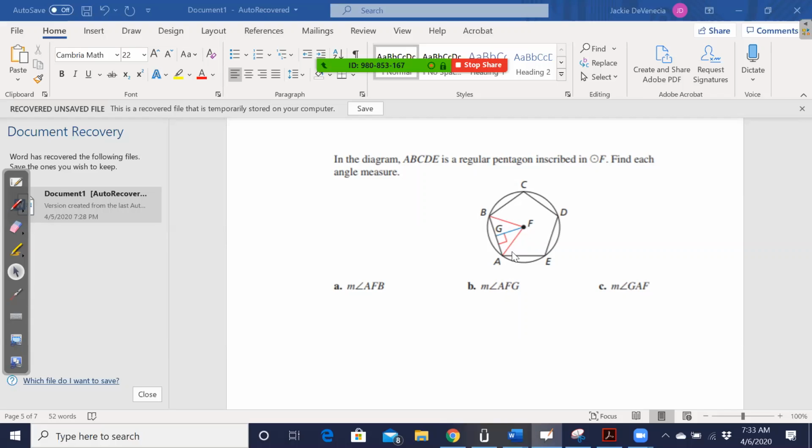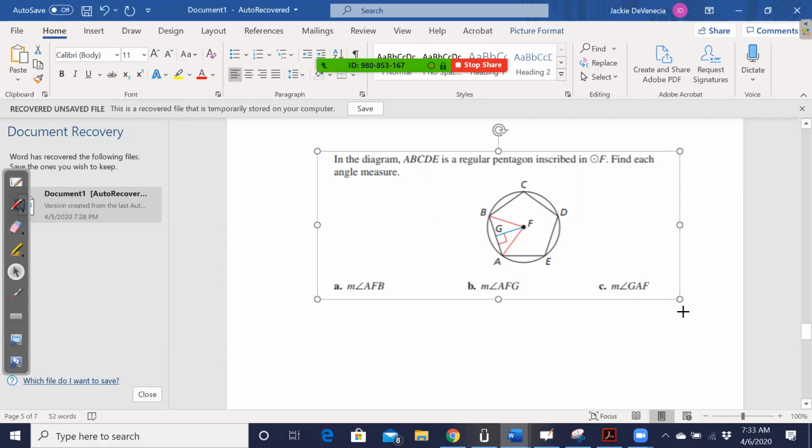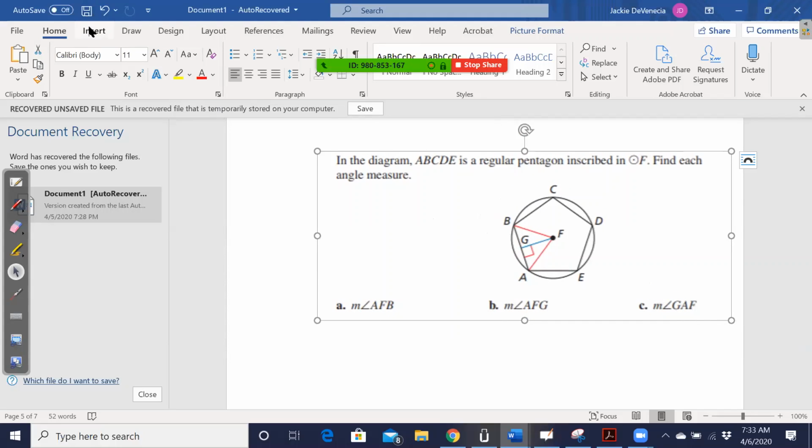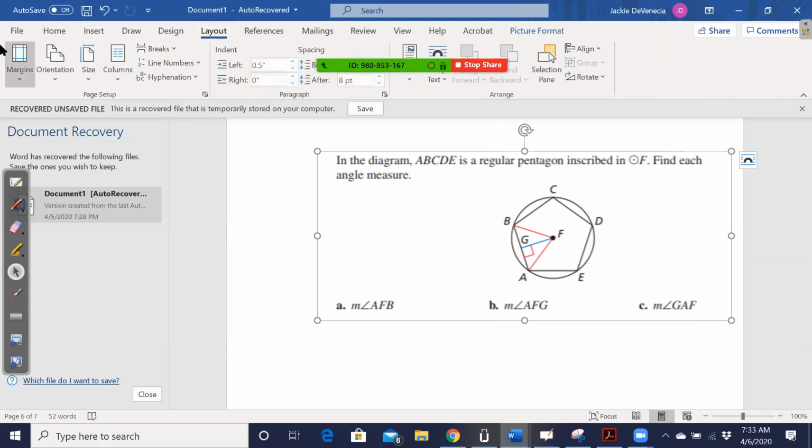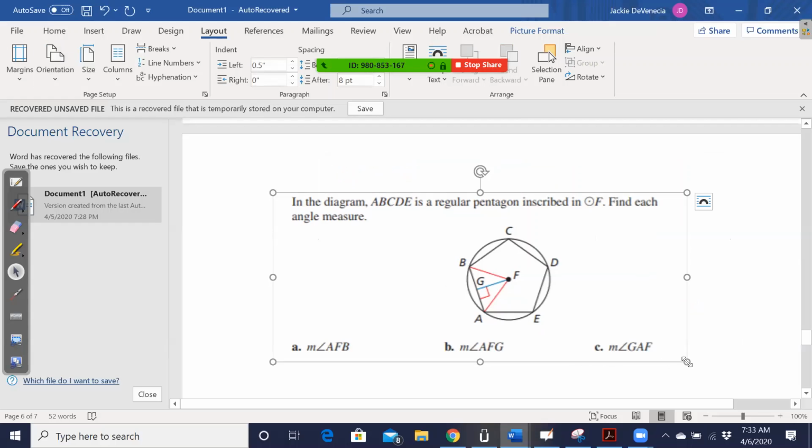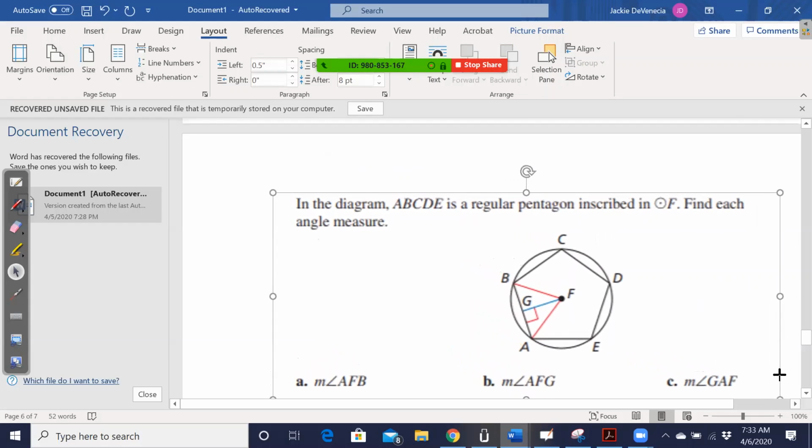We have 2 radii, and then we have the apothem. I know this is the apothem because it's starting from the center going straight down and it's perpendicular, so it's making those right angles. Let me make this a little bit bigger and maybe change the layout, just so you can see it better.